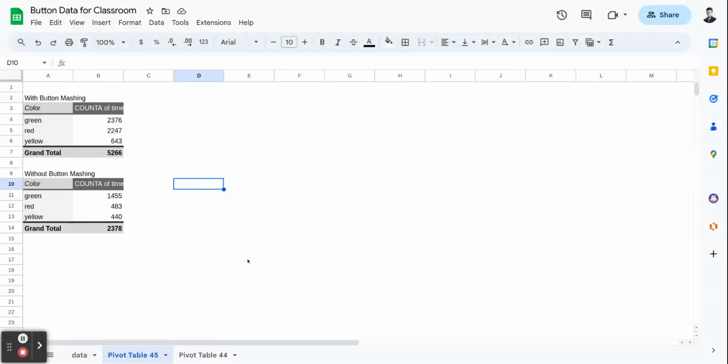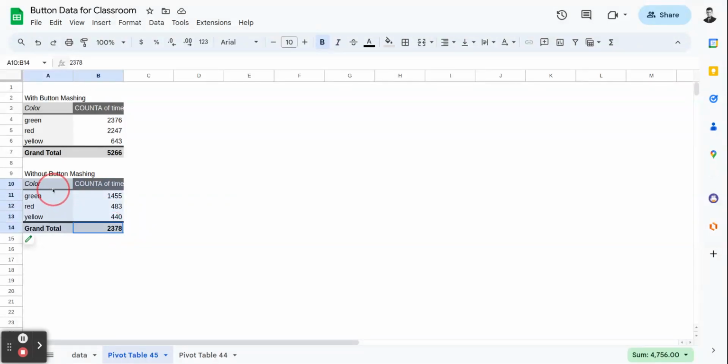Okay, there's a super easy one on pie charts. Pie charts are super valuable. So here we have two very simple pivot tables. This one just shows the total number of clicks with button mashing and the total number of clicks without button mashing. Let's actually make a third one now that I'm thinking about it.